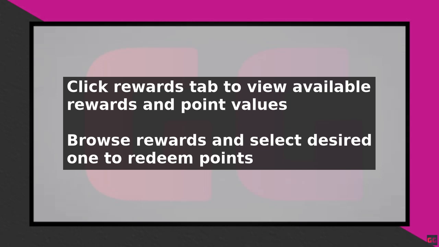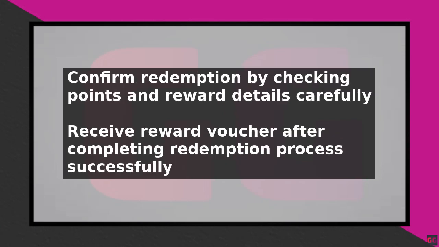This will take you to the rewards page where you can see all the available rewards and their corresponding point values. Browse through the rewards and select the one you want to redeem by clicking on it. You will then be prompted to confirm your redemption. Make sure you have enough points to redeem the reward and that you are redeeming the correct reward. If everything is correct, click on the Confirm button to complete the redemption process.